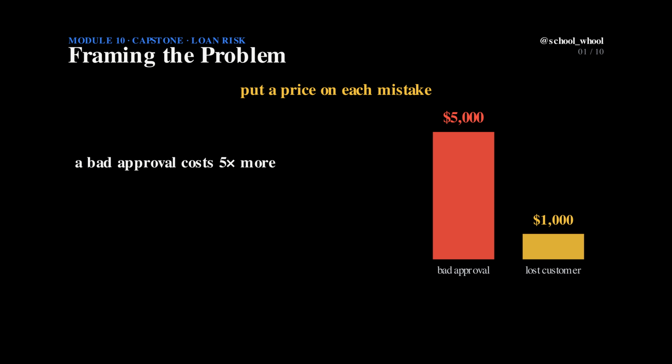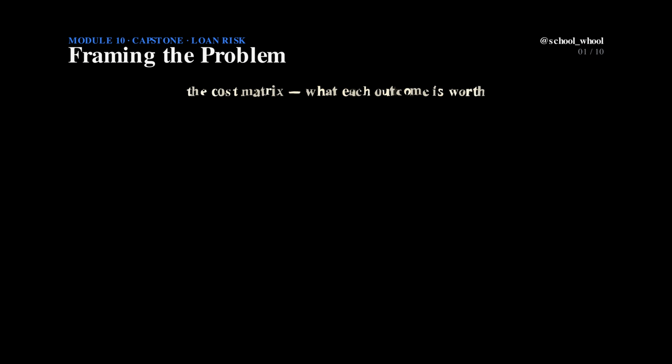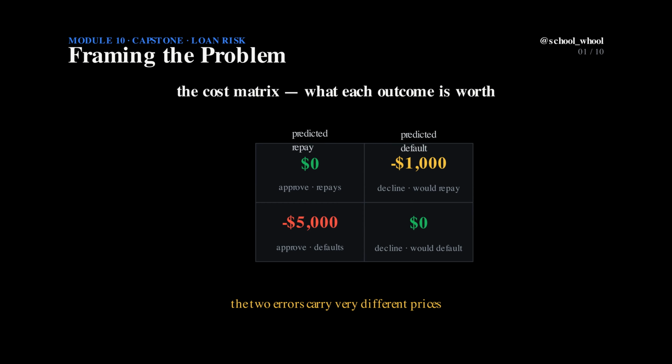We can lay all 4 outcomes out in a cost matrix. Approve someone who repays, no loss. Decline someone who defaults, no loss either, good call. But the two mistakes carry very different prices, -1,000 and -5,000.